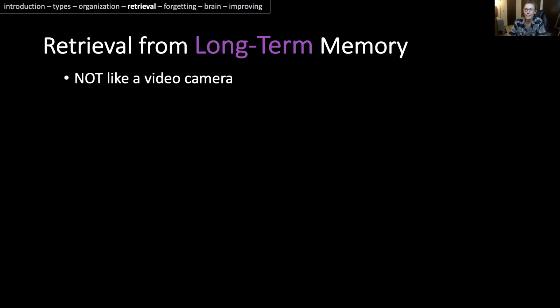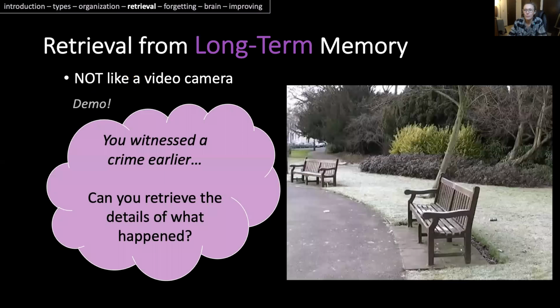Starting off with the fact that long-term memory is not like a video camera. To show you, let's do another demo. You witnessed a crime earlier when you were sitting on this park bench. Can you retrieve the details of what happened? Let's say you were chosen as an eyewitness and you were called to the stand. Can you tell me what happened in that scene?